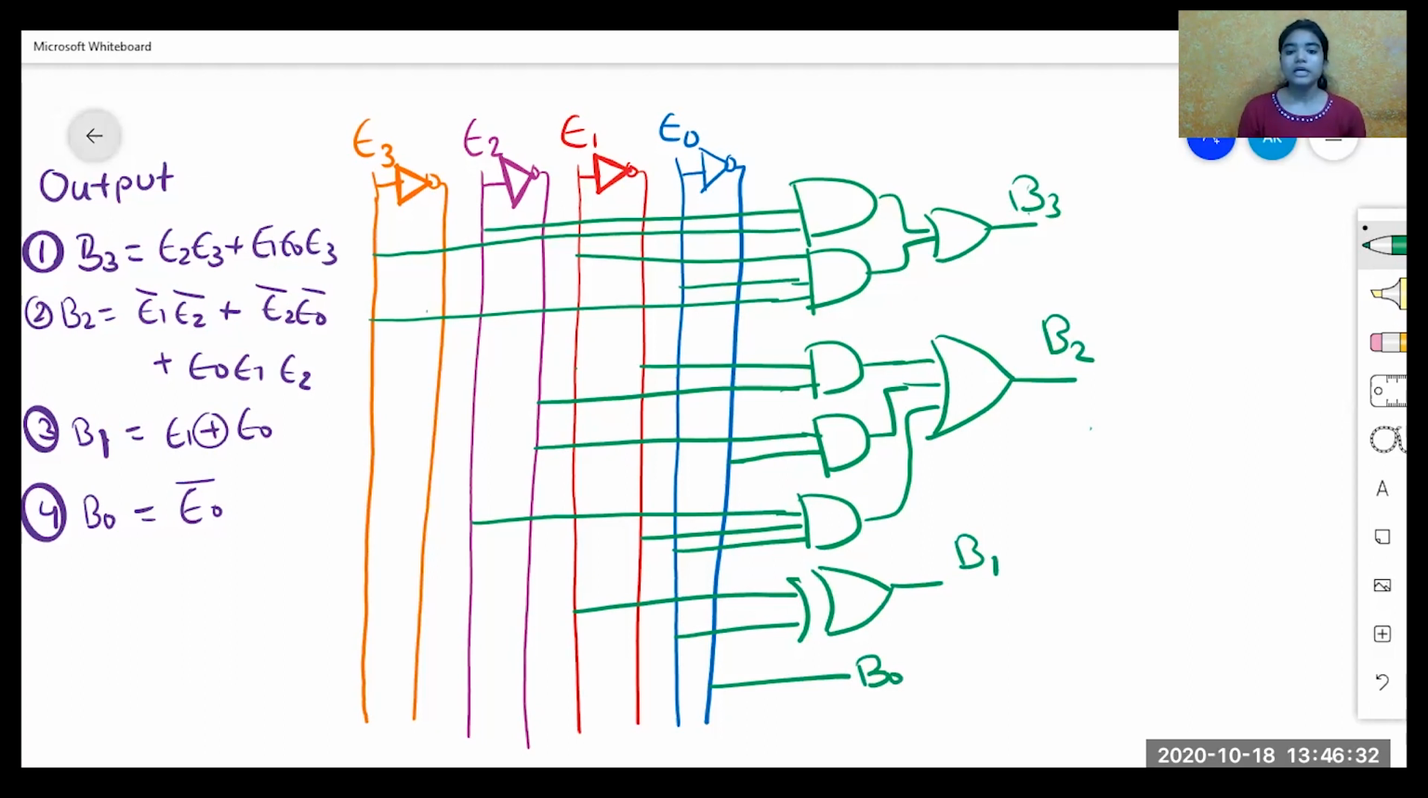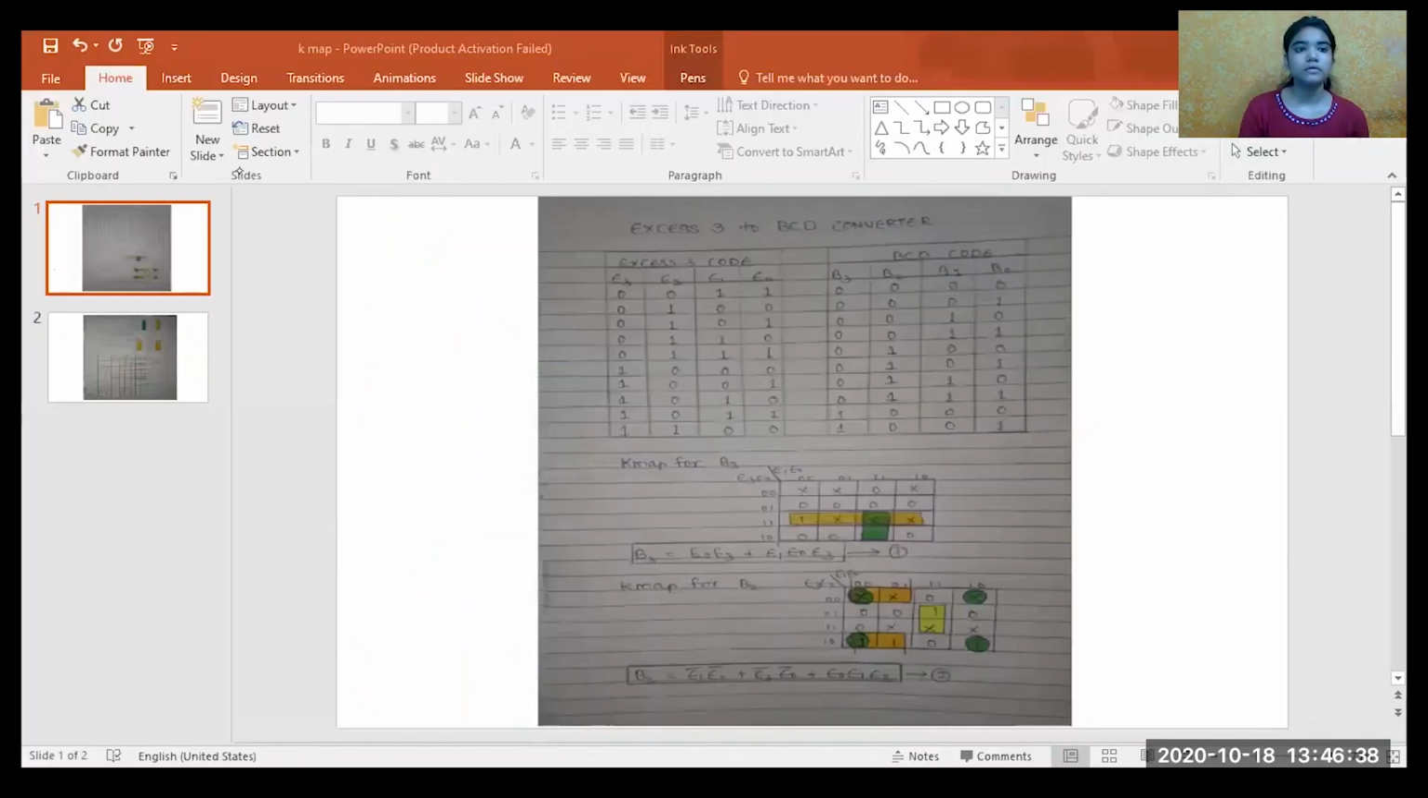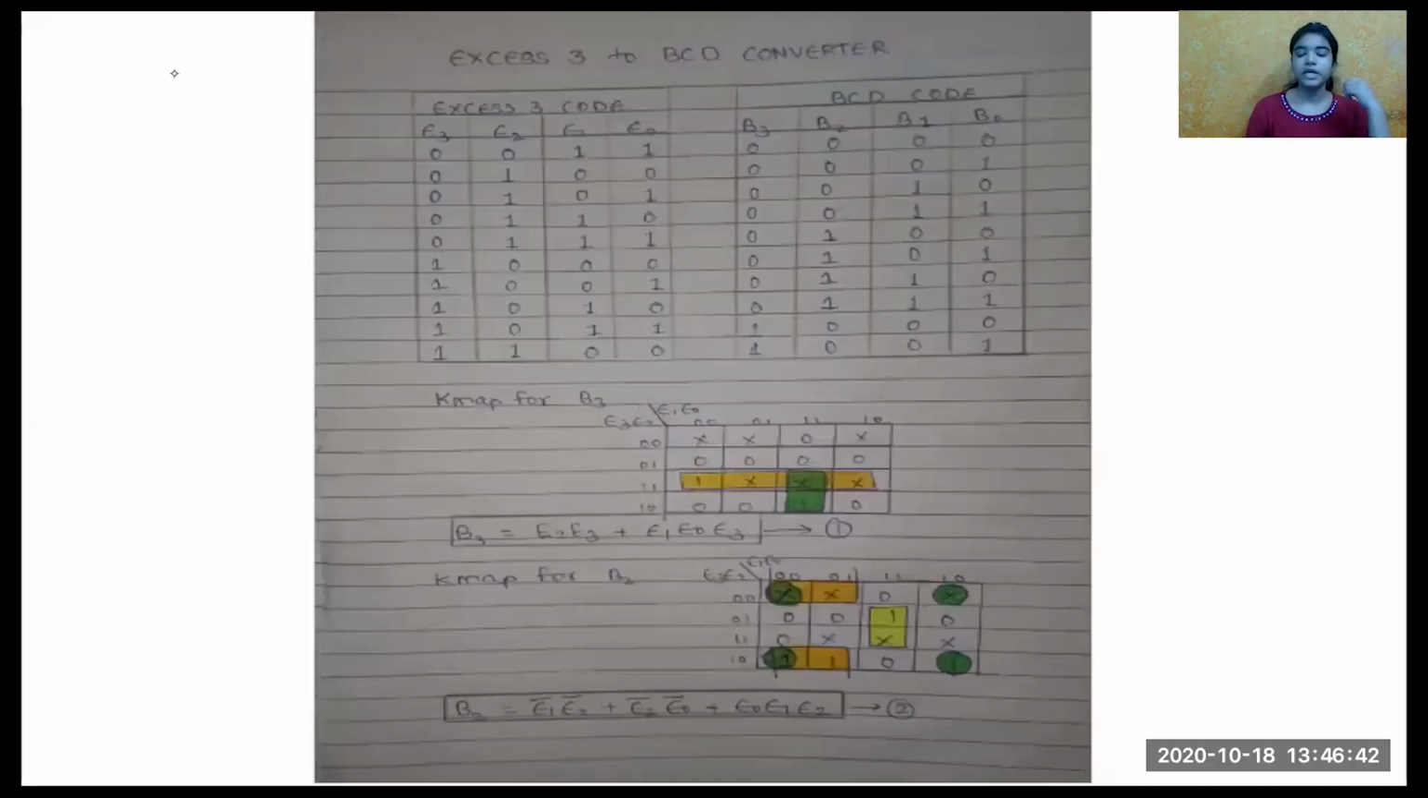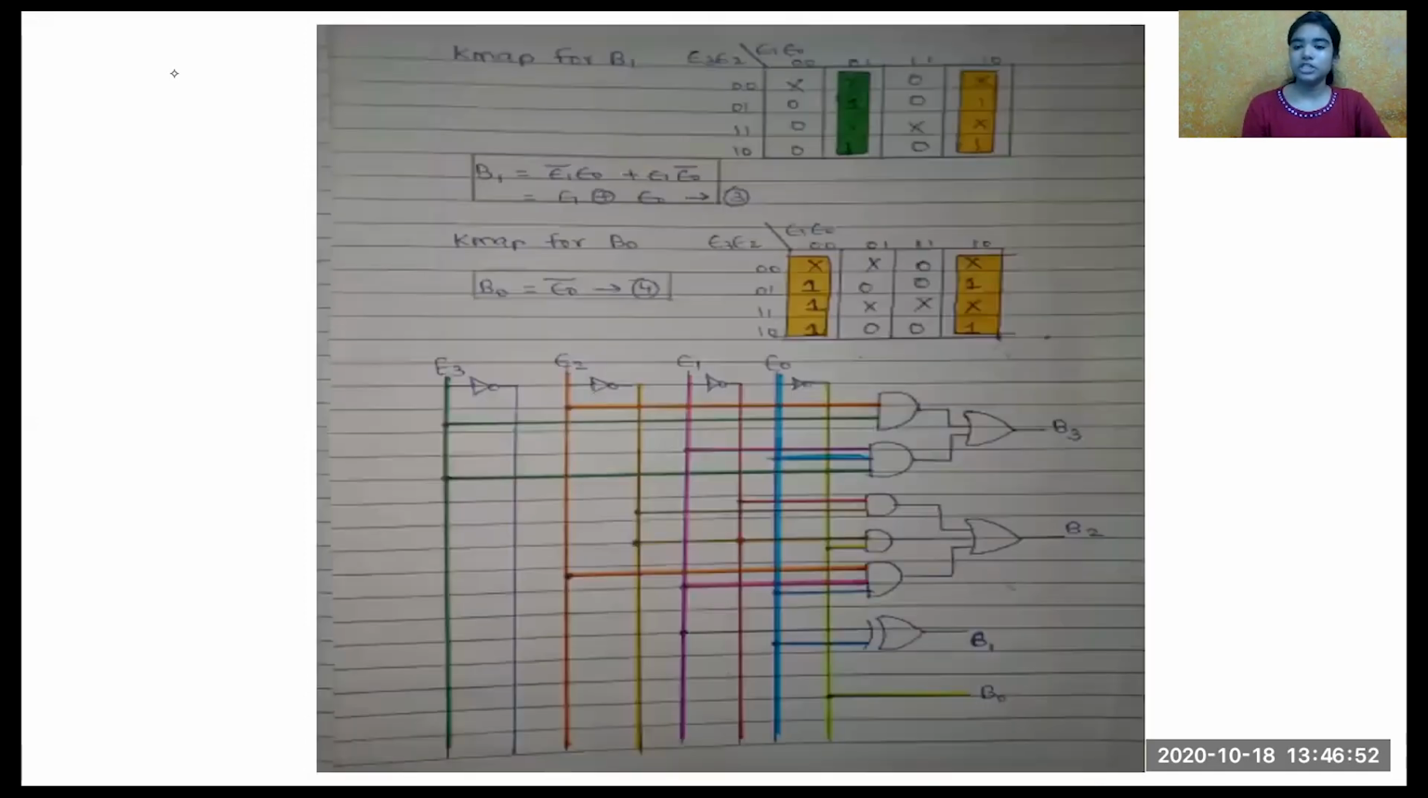So I'll conclude this. Okay. So this is the conclusion of all what we have learned: the XS3 to BCD converter. First we have drawn the truth table, K-maps, and finally the logic diagram.